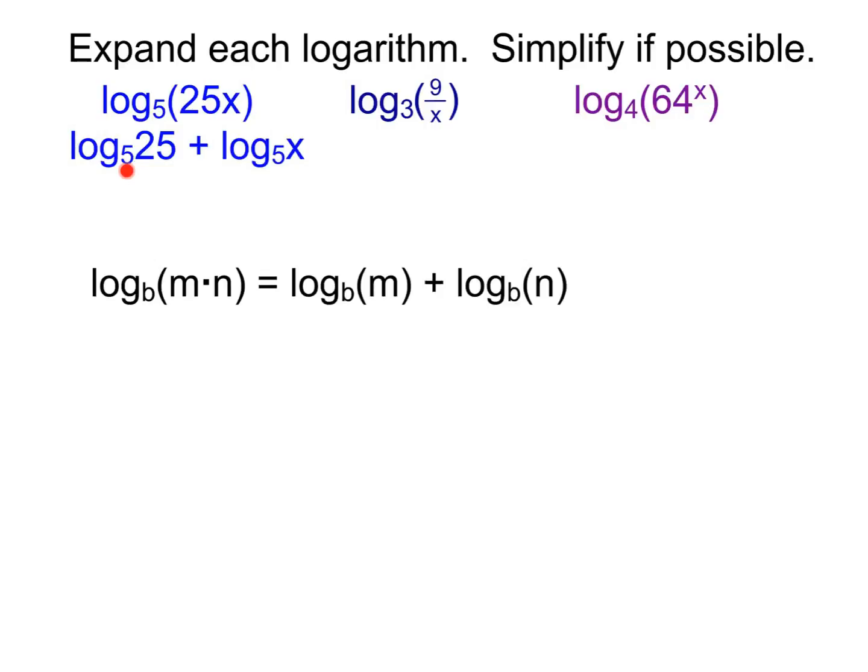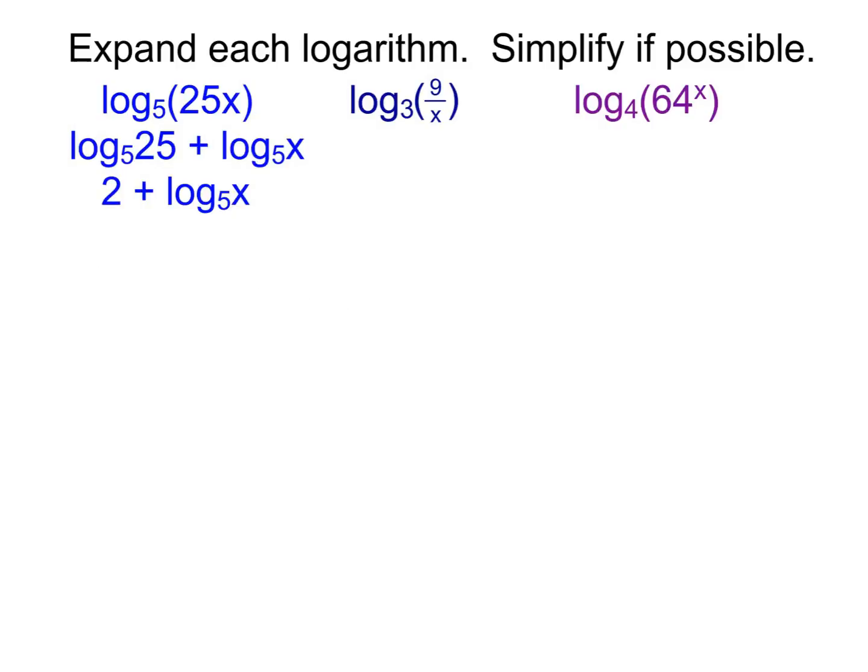Log base 5 of 25. What does log base 5 of 25 equal? 2. Because remember, log base 5 of 25 just means 5 to the power of what is 25? And 5 squared is 25. So that's why that's 2. The log base 5 of x, well, that's an x. We don't know what it is, so we cannot simplify that any further. So that's as clean as it gets right there: 2 plus log base 5 of x.